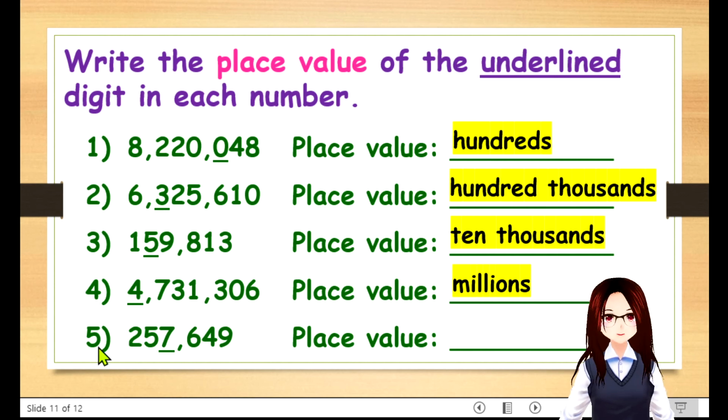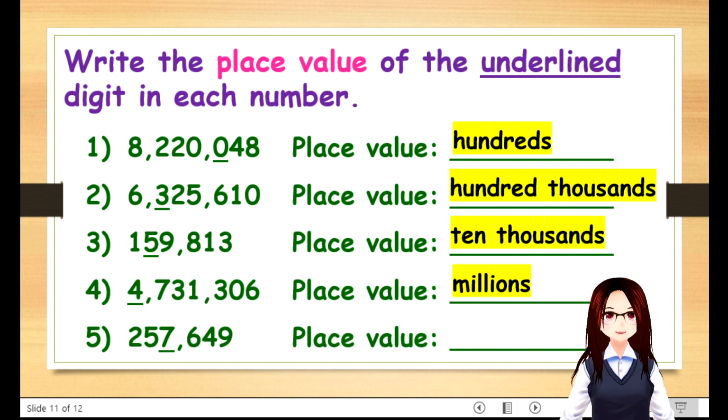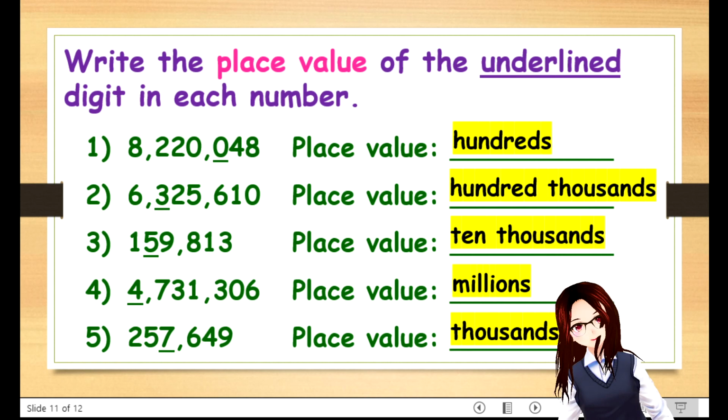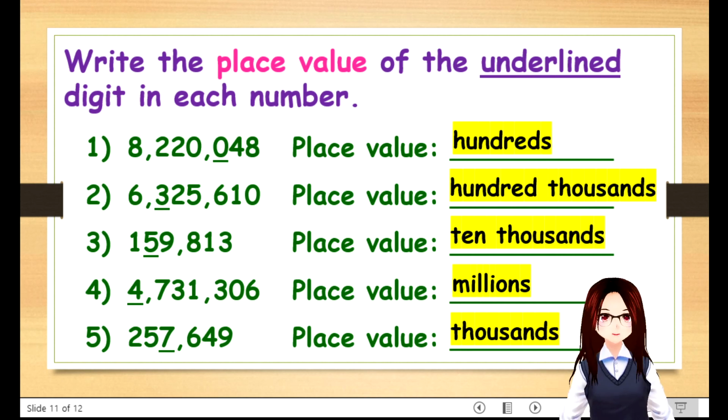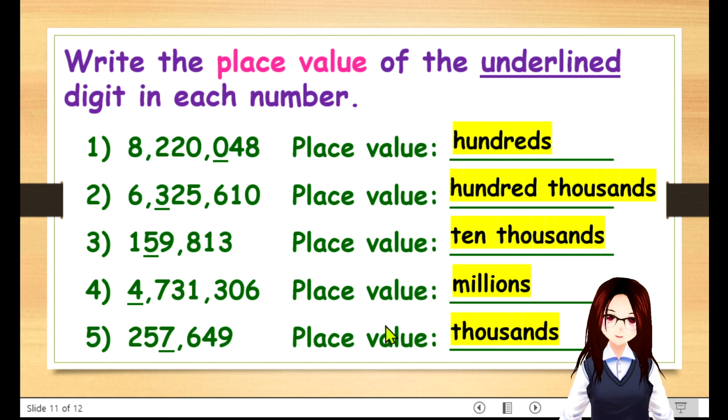Last number, number 5. The underlined digit is 7. Oops, sorry. Go. Pretend that you did not see that. Okay, time is up. The correct answer is thousands. Okay, so that's how you find the place value of a number.